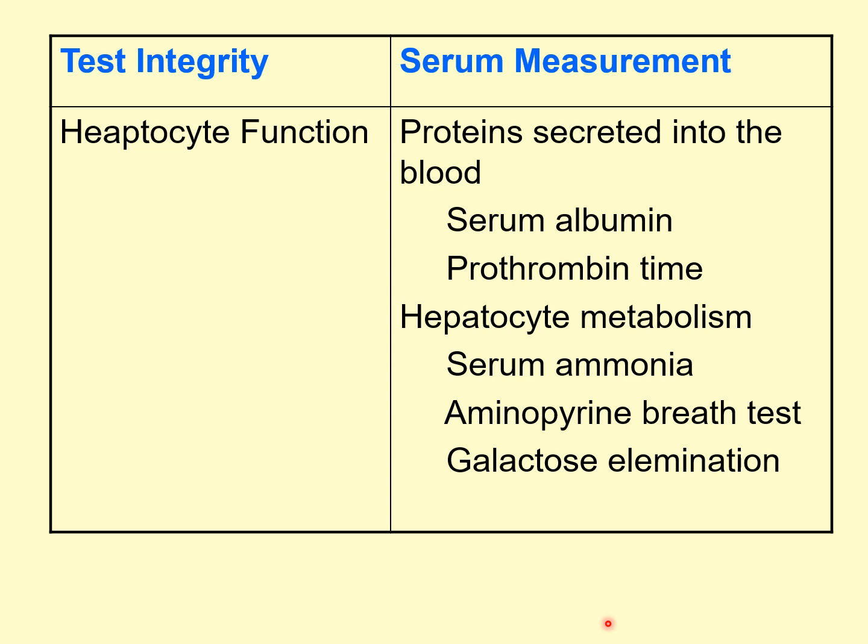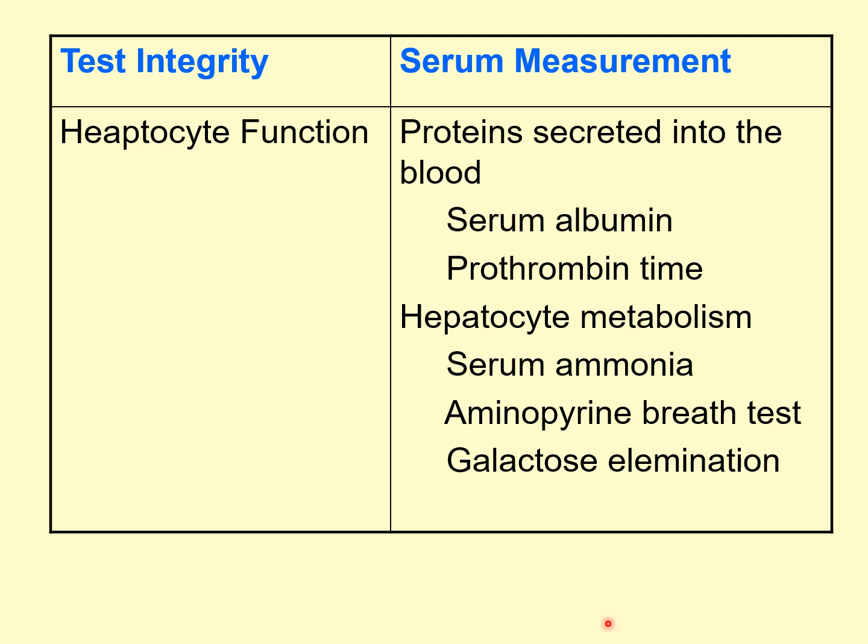So this will assess the metabolic function of the liver. We will measure serum total protein, along with albumin and globulin also. Okay. There is hypoalbuminemia in hepatocellular disease, and hyperglobulinemia occurs in cirrhosis and chronic active hepatitis.